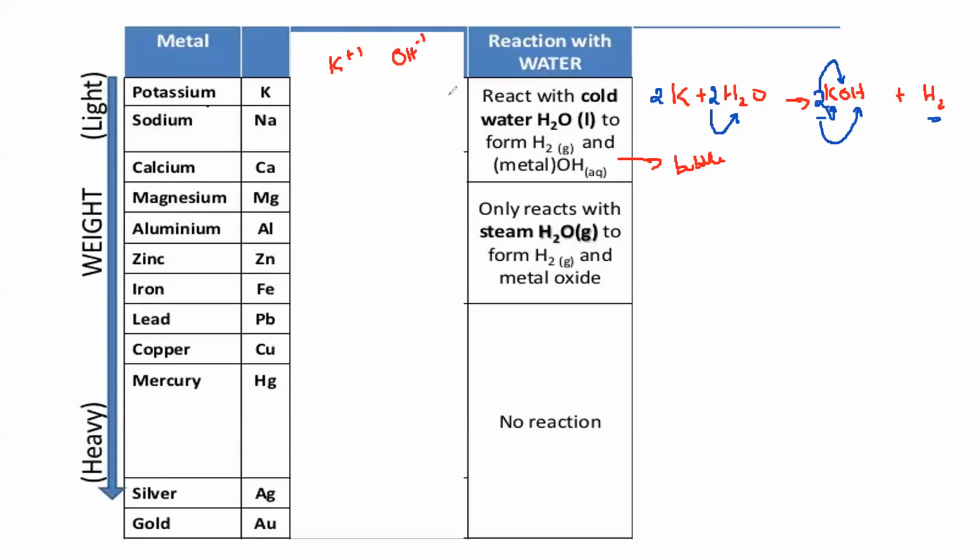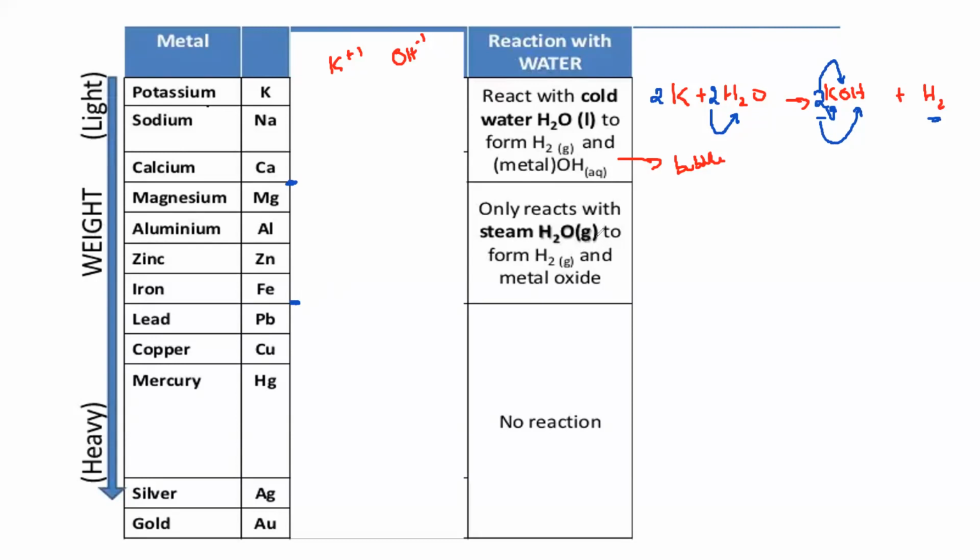So when we add normal water, as a result, it will form a metal hydroxide plus hydrogen. So we'll see bubbles. But from magnesium till iron, they can only react with steam. So they don't react with cold water, they react with steam.